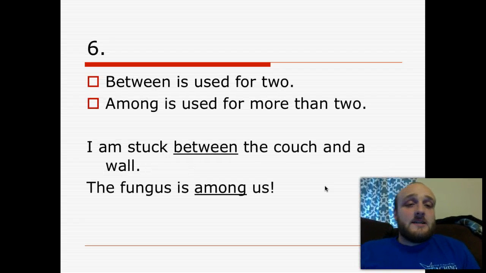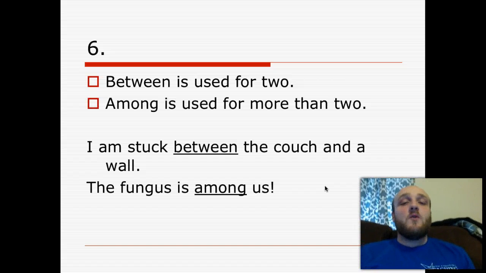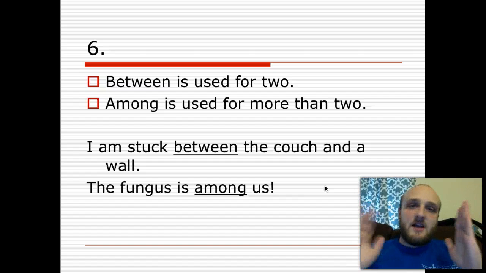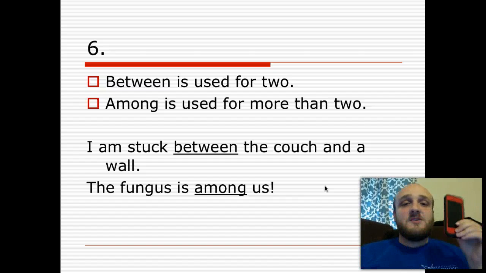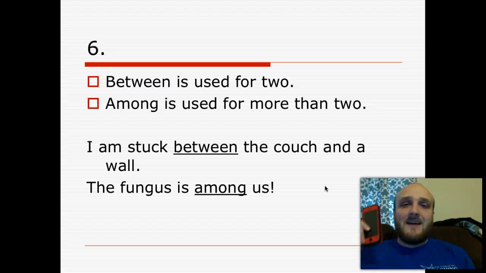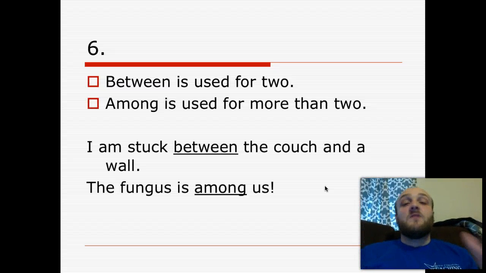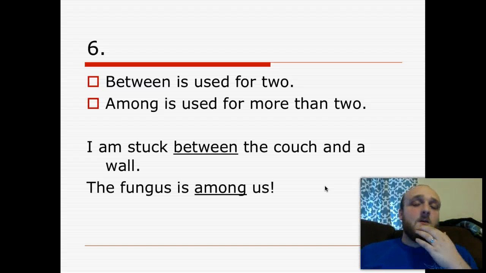All right. Rule number 6. Between is used for two things, okay? So I am stuck between the couch and a wall, or I can't choose between the iPhone 5S and the iPhone 6. Among is used for more than two. So an example of that sentence could be the fungus is among us, okay?